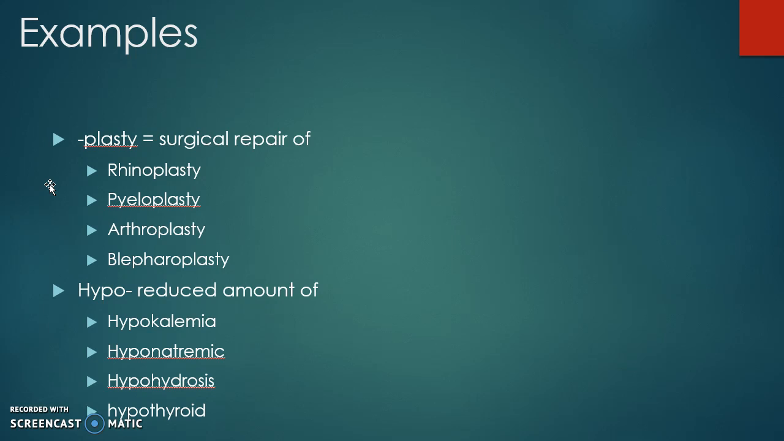Likewise, here's hypo, right? So this means a reduced amount of, like hypokalemia, reduced amount of potassium, hyponatremia, sodium. Hypohidrosis is reduced amount of sweating. Hypothyroid, reduced amount of your thyroid hormone. So again, this is about combining forms together, combining words and prefixes and suffixes together and understanding what those mean.